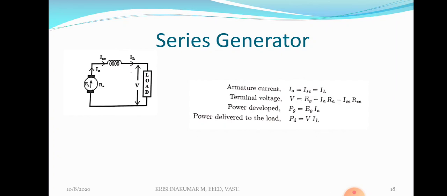This field winding also has the capability of producing flux of its own, that is residual flux or residual magnetism. This flux cuts the armature and then an EMF is induced in the armature. This EMF is also very low because our residual magnetism is also very weak. So this EMF can circulate a current through the field and load. So here the armature current, field current and load current are the same because armature, series field and load are connected in series. In a series circuit, current is the same. In a parallel circuit, voltage is the same.